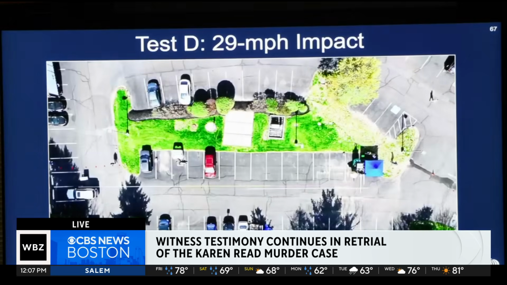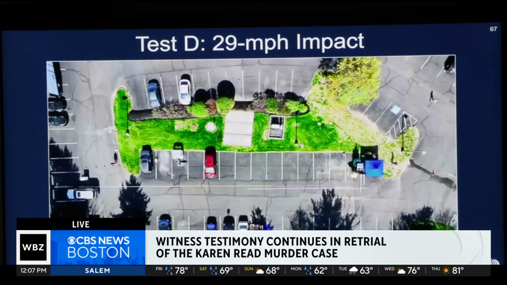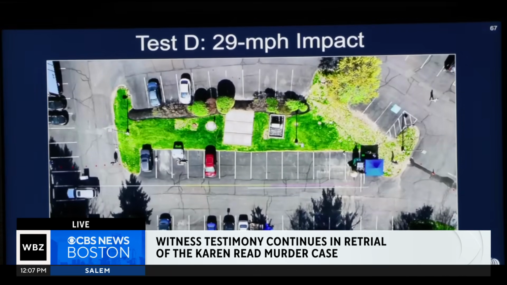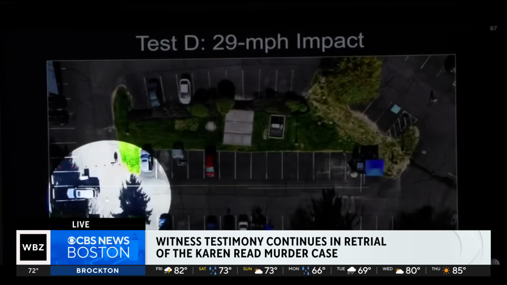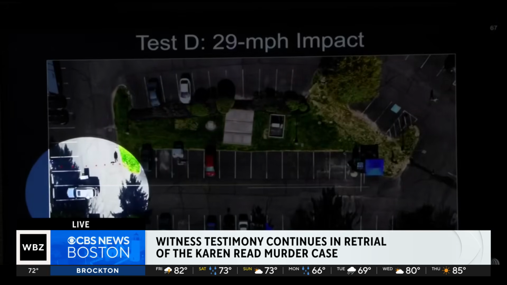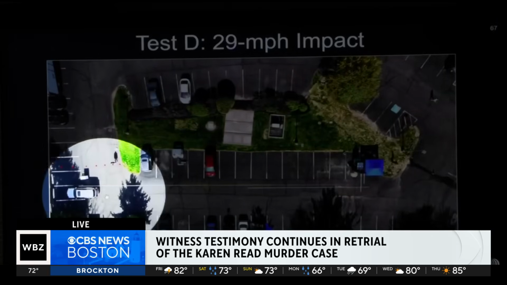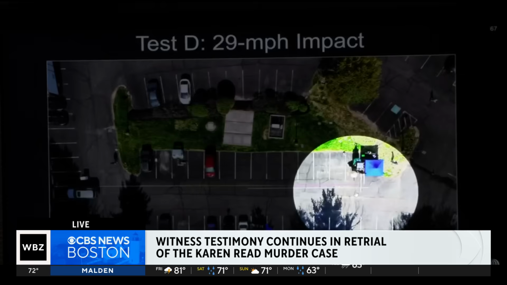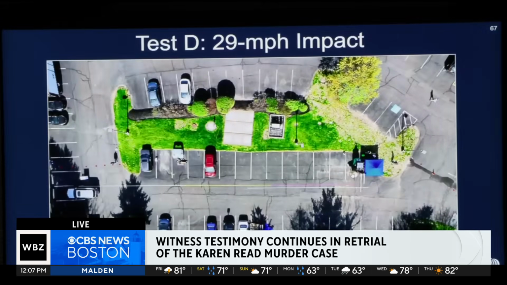Staying with test D, what is this depicting? This is a drone video showing a top-down perspective of the test, with the Lexus starting on the left-hand part of the screen, accelerating in reverse into the suspended hybrid arm over here at the location of the forklift. Okay. If we could watch this video, please.